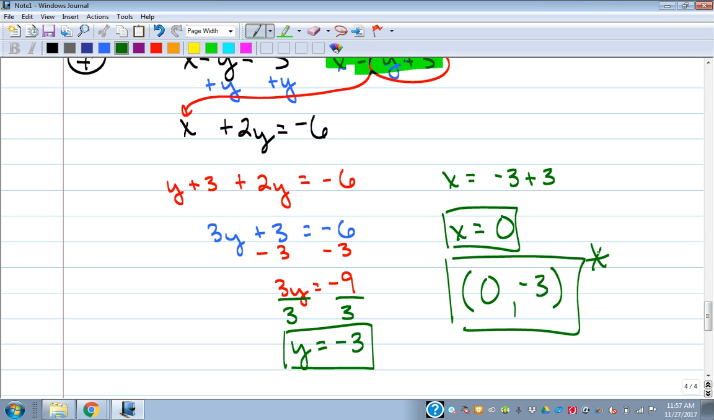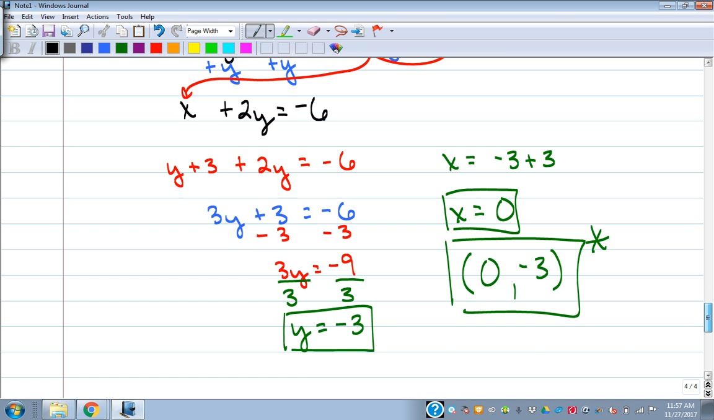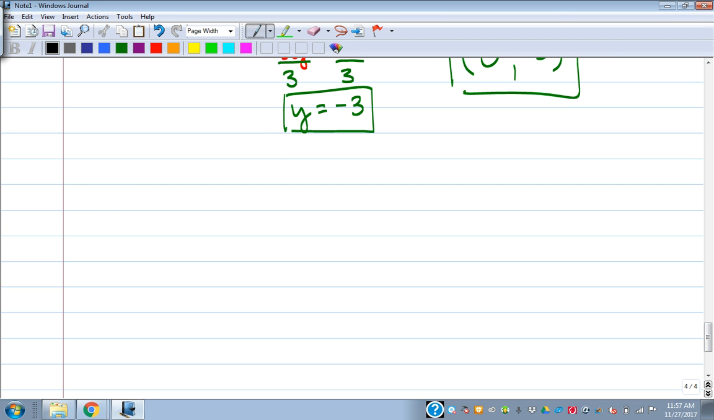All right, not too bad. Let's do one more. 3x plus y is equal to -7. 2x plus 4y is equal to 0.